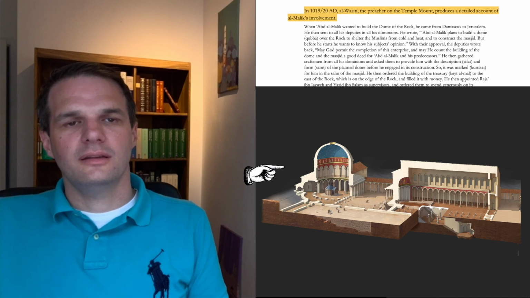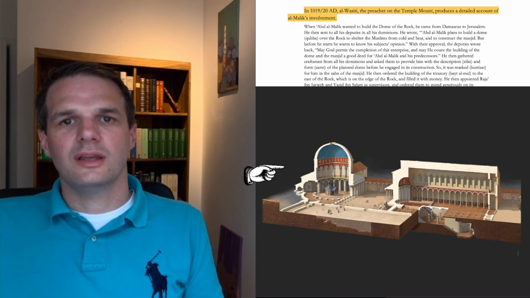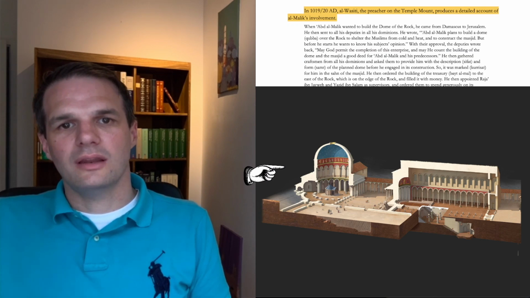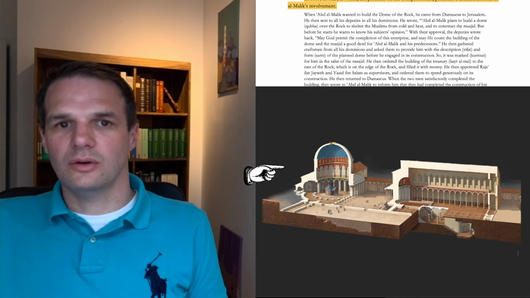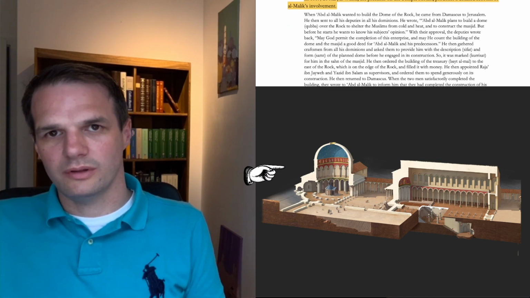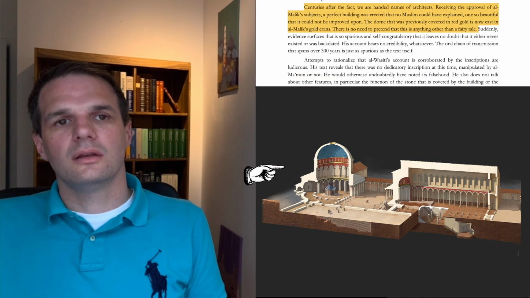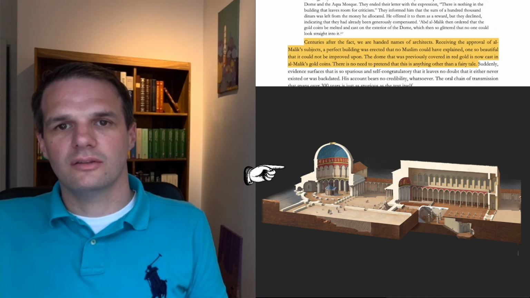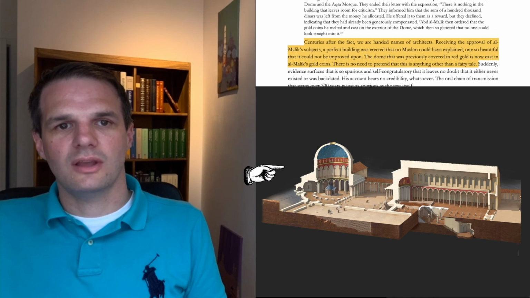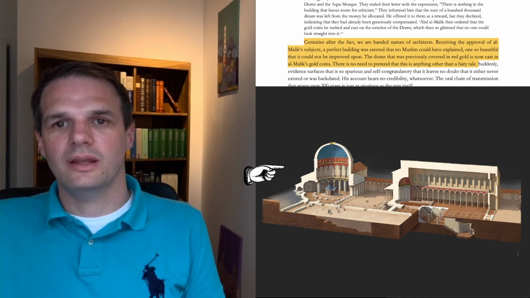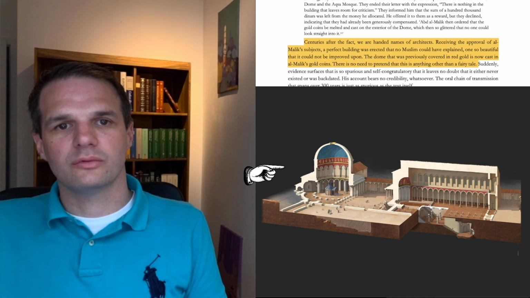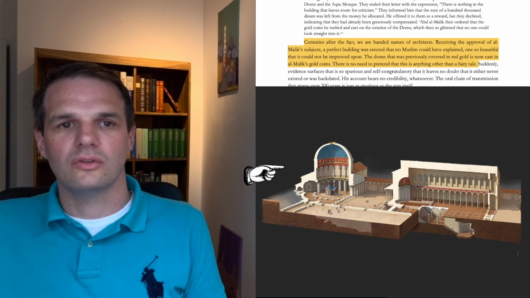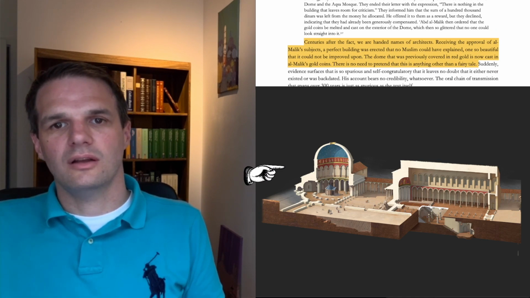So in 1019, Al-Wasiti, the preacher on the Temple Mount, produces a detailed account of Abd al-Malik's involvement. So again, I'm not going to read this entire text. He goes really through the process of how the dome was built, and he definitely goes into a lot of detail. So centuries after the fact, we are handed names of architects. Receiving the approval of al-Malik's subjects, a perfect building was erected that no Muslim could have explained, one so beautiful that it could not be improved upon. The dome that was previously covered in red gold is now cast in al-Malik's gold coins. There is no need to pretend that this is anything other than a fairy tale.